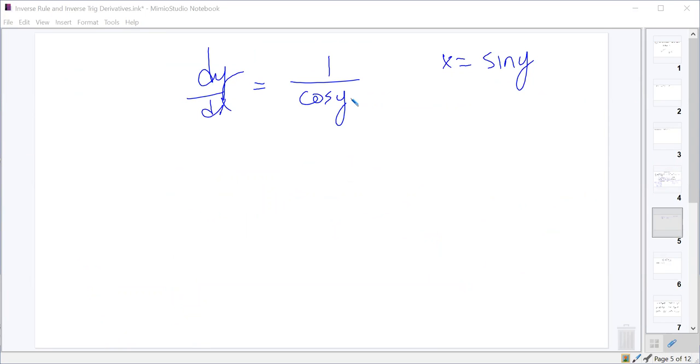Wait, isn't it negative sine y? Cosine? No, cosine y does not equal negative. I mean, the derivative of cosine y is negative sine. Oh, yeah. We've already found the derivative. We're just trying to equate cosine y into something in terms of x. Would you take the inverse cosine of it? That's a good idea, but we can't just take the inverse cosine of this without doing that to the other side also, and that's going to be a little bit of a problem.